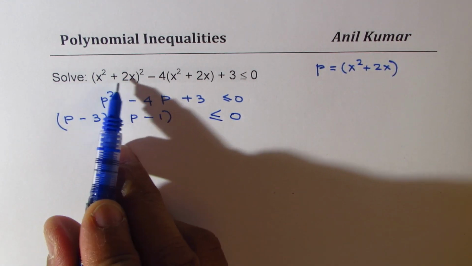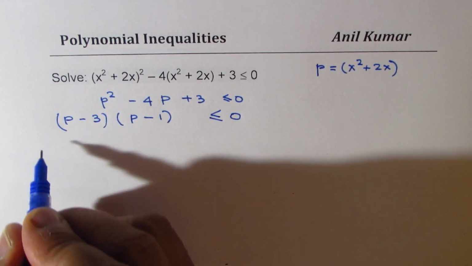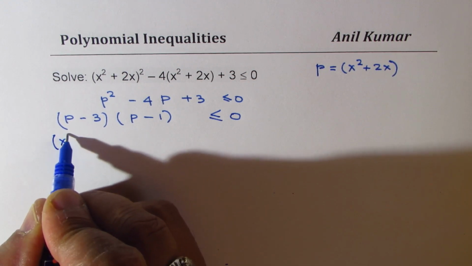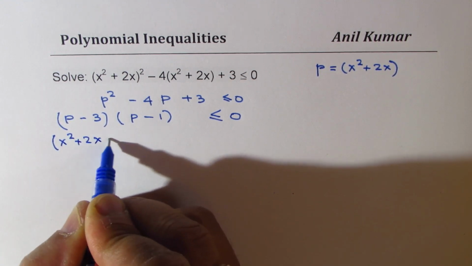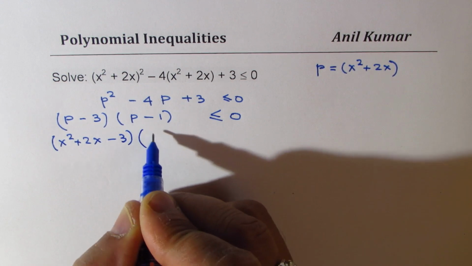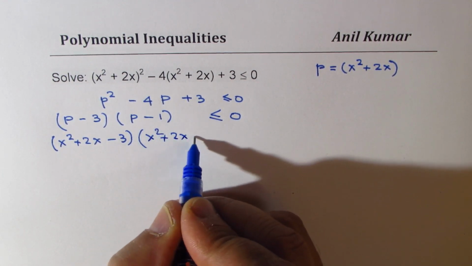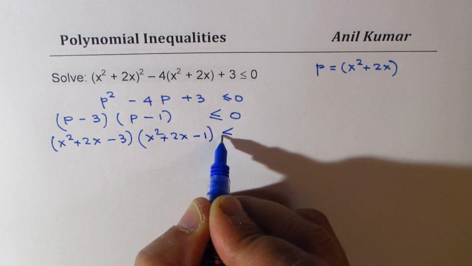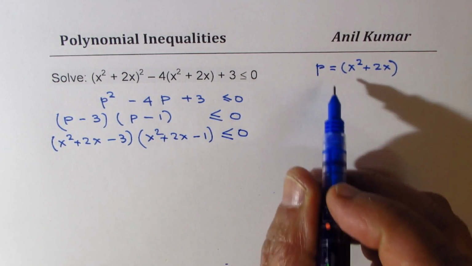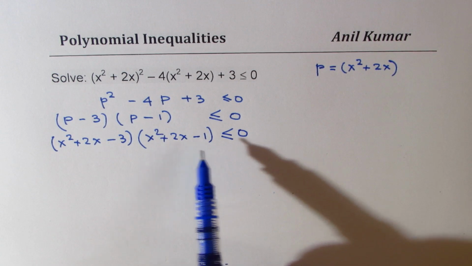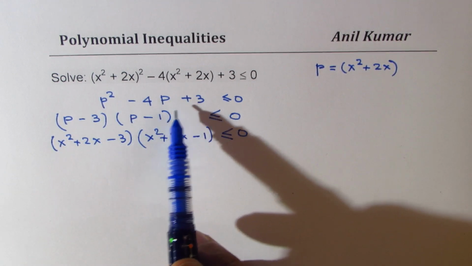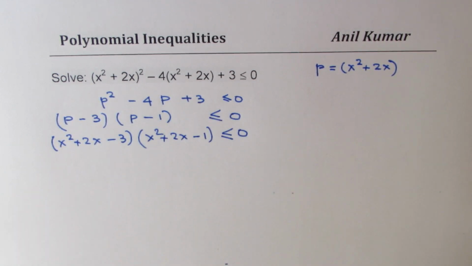Well, p is x squared plus 2x. Let me replace it back. So what we get here is x squared plus 2x minus 3, and here we get x squared plus 2x minus 1, less than or equal to 0. So we replaced p back with this. For some of you that may not be required, but just for clarity I've shown it.